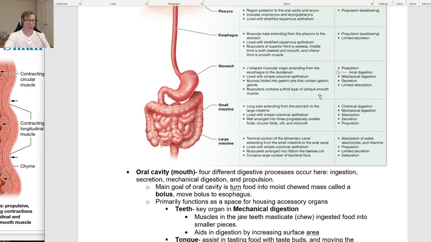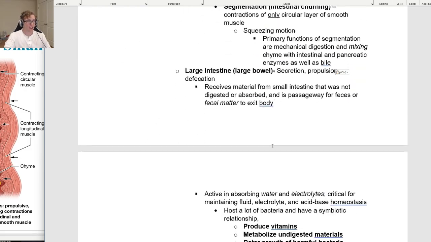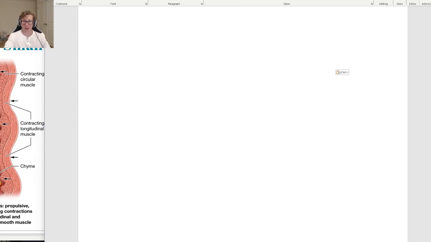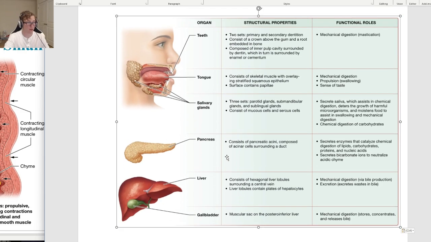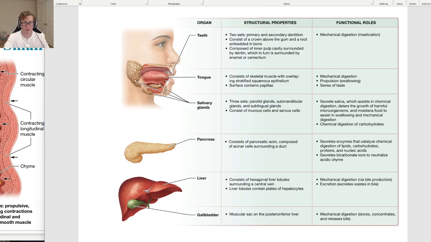Now, let's talk about part 2, where we're getting into the accessory organs that I haven't covered. Here is a photo of it. We've talked about the teeth, the tongue, and the salivary glands. That leaves us with the pancreas, the liver, and the gallbladder. So, let's get after it.